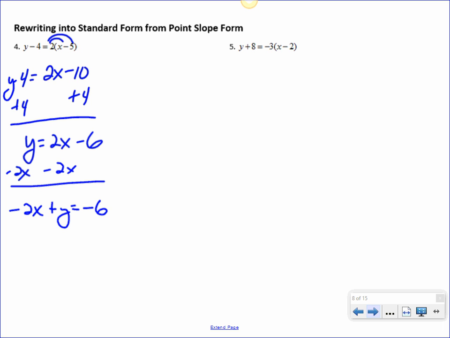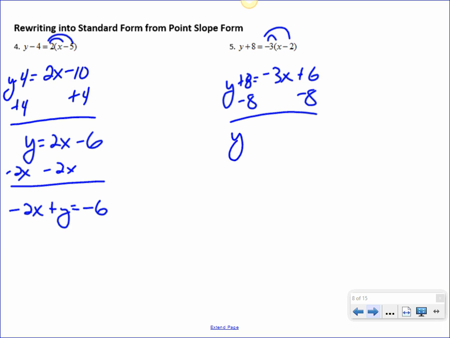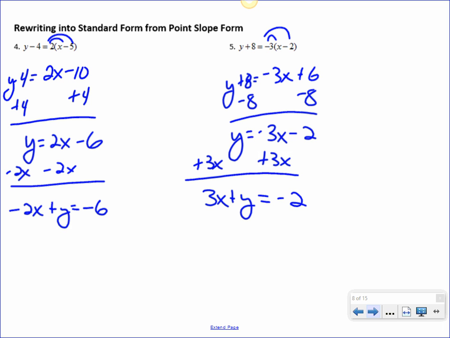And then I'd minus 2x from both sides, and you'd have negative 2x plus y is equal to negative 6. Okay, on the next one, first thing we do, we start out by distributing the negative 3, and you get negative 3x plus 6. So you got y plus 8 equals negative 3x plus 6. I would minus the 8, and I'd get y is equal to negative 3x minus 2. I would then add 3x to both sides, and you get 3x plus y is equal to negative 2.